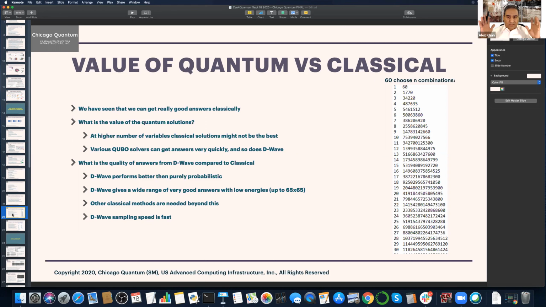So if you have 60 by 60, where 60 is your universe of assets that you're picking from, and you want an 11 asset portfolio, you have 3, 4, 2, 7, 0, 0, 1, 2, 5, 3, 0, 0 possible combinations. All right. That is a huge number.